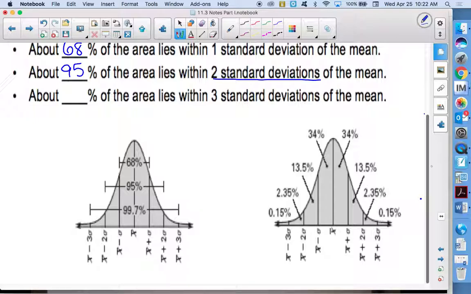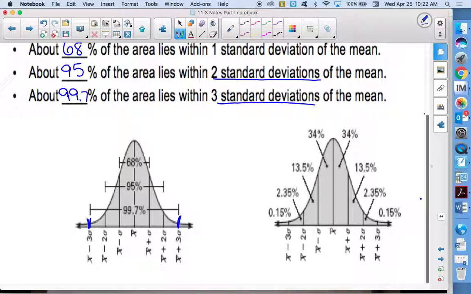And then the last one is 99.7% of the data should be three standard deviations within the mean, essentially all of it. And again, looking at your graph, you have three standard deviations representing 99.7% of your data.